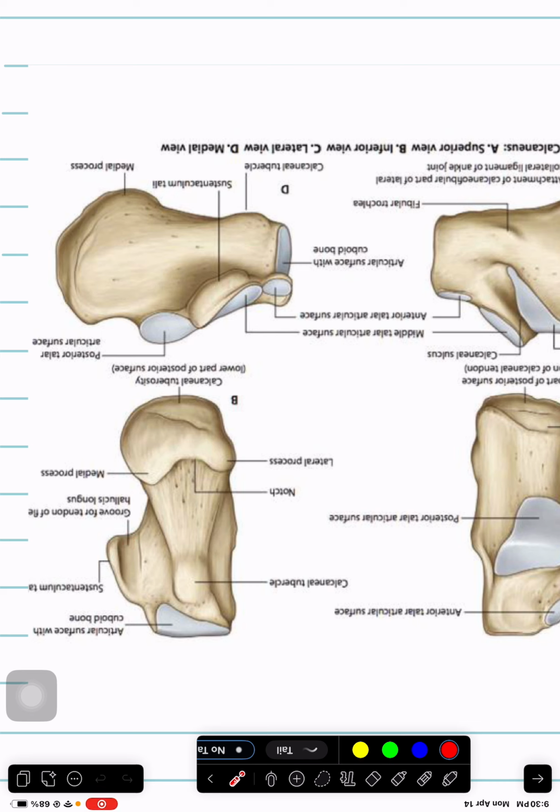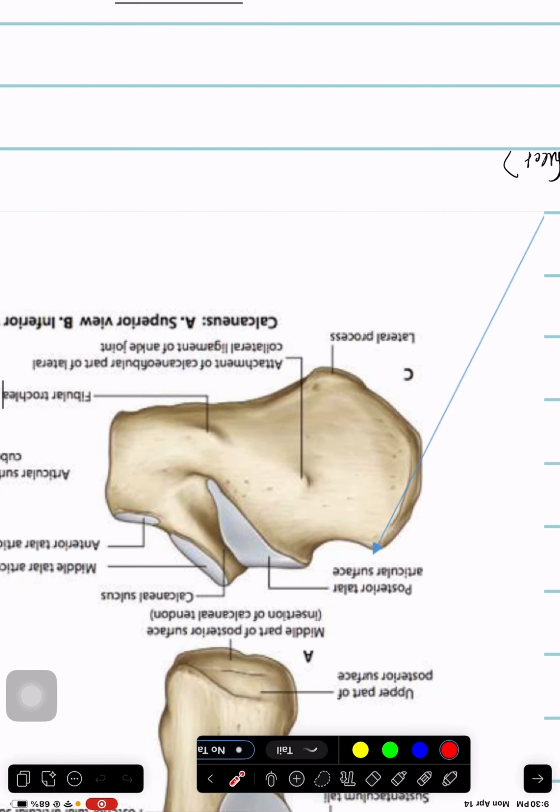You also have your calcaneal tubercle right here, and your notch is right here. You also have a medial and a lateral process, and a calcaneal tuberosity.